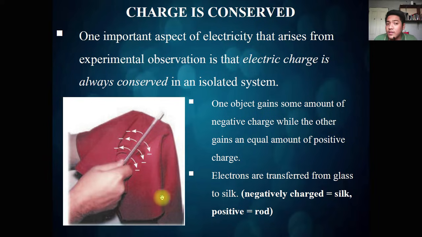And what happened to the silk? Since it accepts electrons, from being neutral, it accepts new electrons, so the silk becomes negatively charged. After the charging process, the rod becomes positively charged and the silk becomes negatively charged. Again, the amount of charge lost by the glass rod is equal to the amount of charge gained by the silk. So there is no charge that is lost. Charge is conserved. That is the law of conservation of charge.